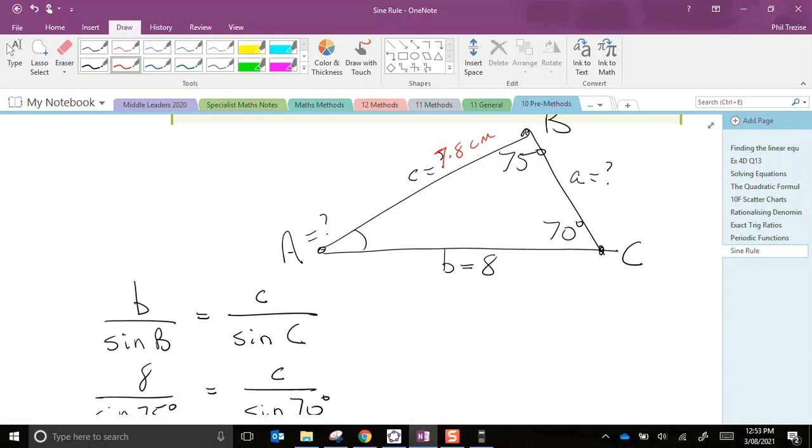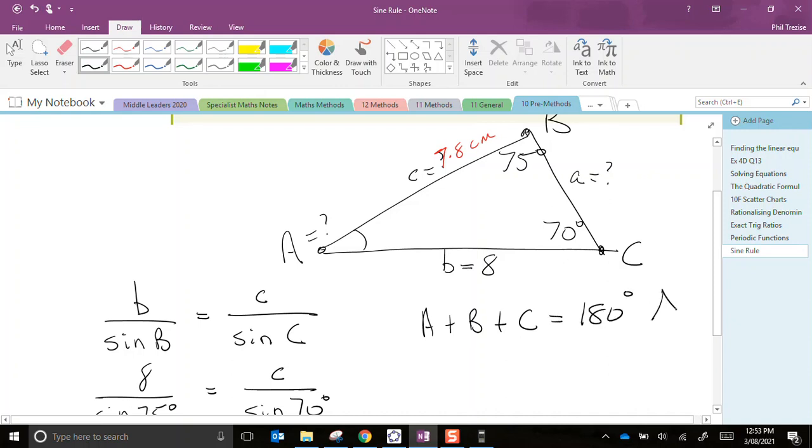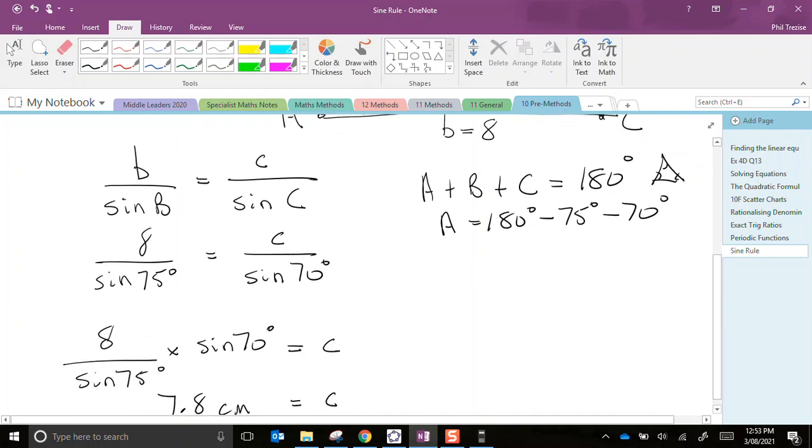Now to find A, that's a bit of a nuisance. I still don't know A divided by sine of A, but I could always use my 180 degrees in a triangle. I could say that angle A plus angle B plus angle C equals 180 degrees, the old 180 degrees in a triangle rule. So angle A would be 180 degrees, take away B, which was 75 degrees, take away C, which was 70 degrees. Now that means, what have we got there? That one and that one would be 145. So does that leave me 35 degrees? I hope that leaves me 35 degrees.